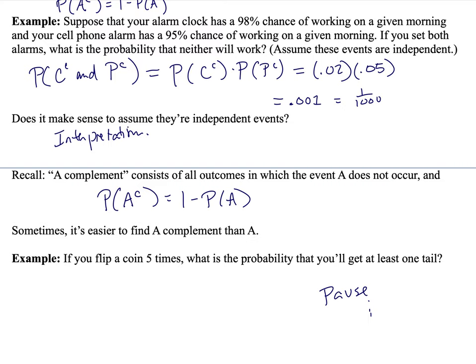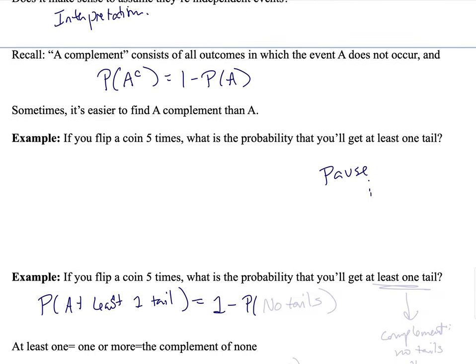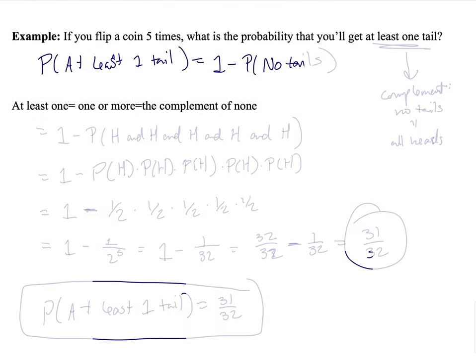Okay, so the probability you'll get at least one tail. As I suggested, this is a situation where the complement is easier to find. So probability of at least one tail. What is that the complement of? So that's 1 minus the probability of the complement event. If it is not the case that you've gotten at least one tail, then you have not gotten one or more tails. That's equal to the event of no tails. So this is 1 minus the probability of no tails. That's the complement of that event.